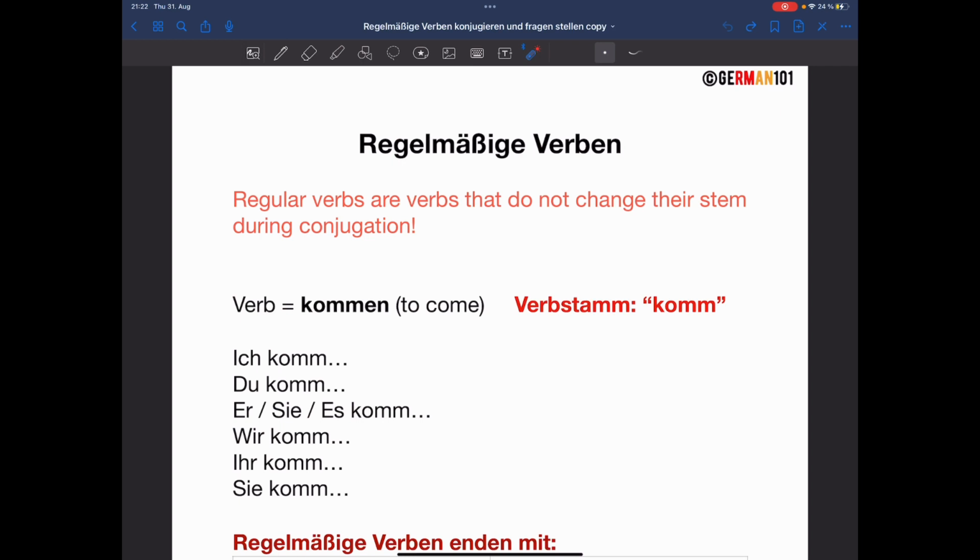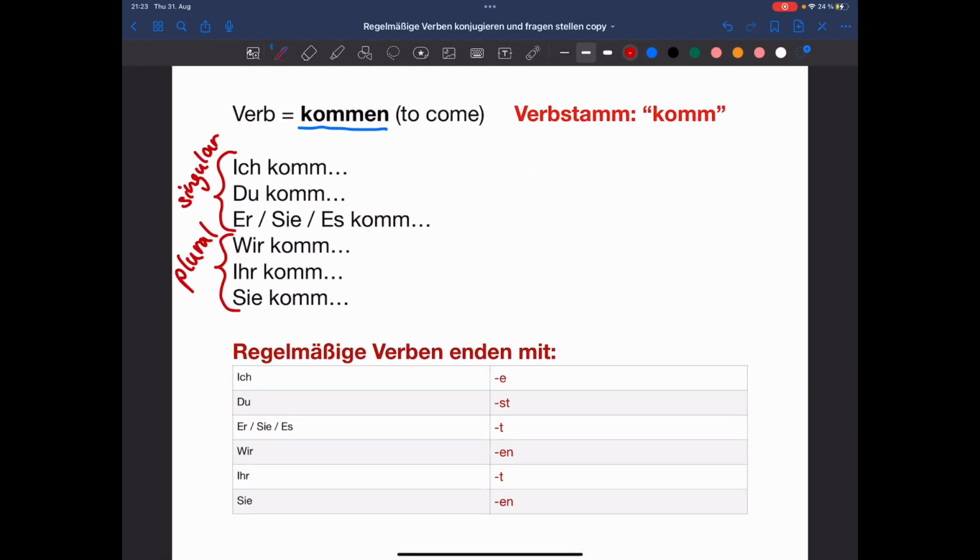Okay, so now how do we conjugate this regular verb? We know we need the verb stem, and then we can add different endings for the different personal pronouns, which we have here. Okay, let's take a look. So let's start with the endings. Each of those different personal pronouns has a different ending of this verb stem, which we already saw right here. This is the verb stem. The verb stem stays the same for all of these personal pronouns.